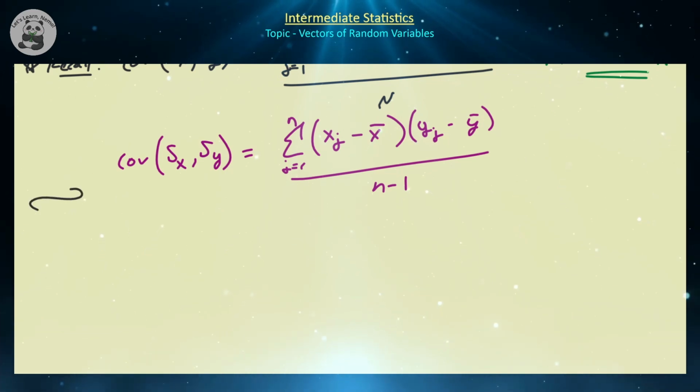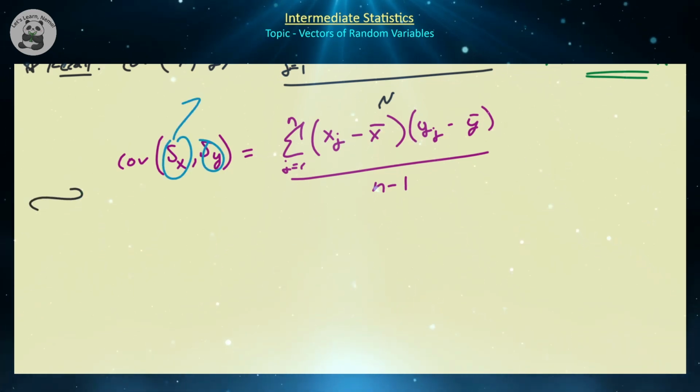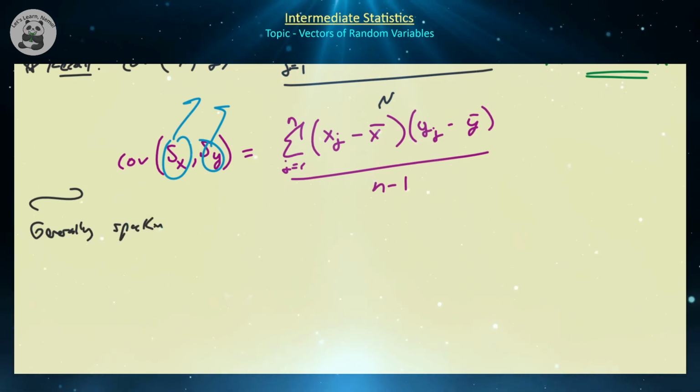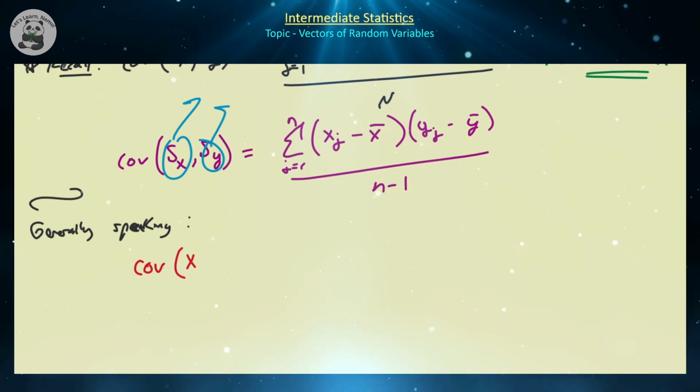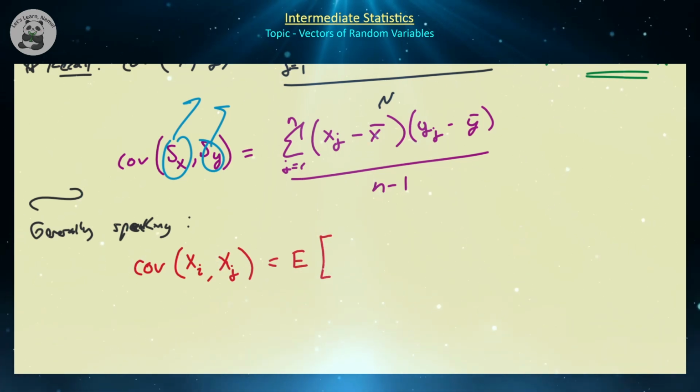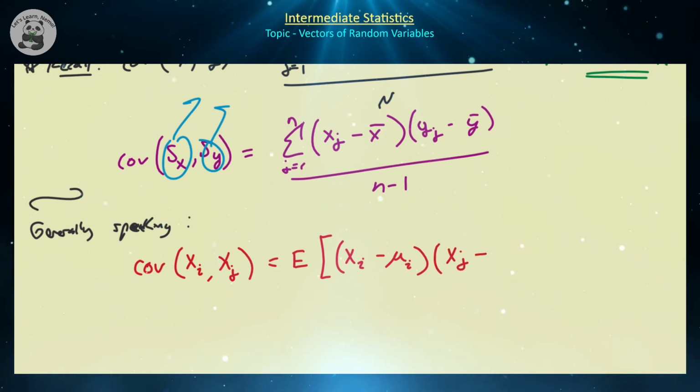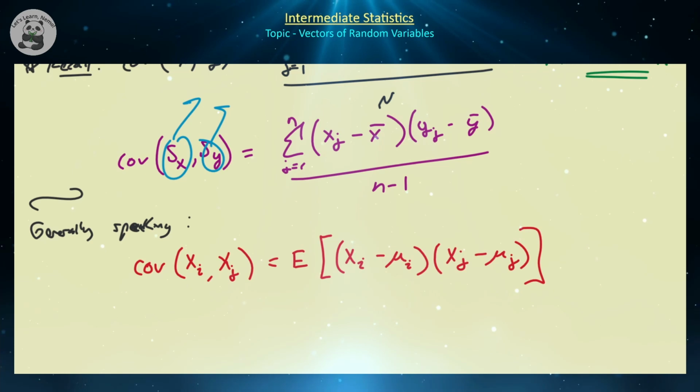So we should be able to generalize this from sets into random variables. One can say, generally speaking, how would you define this for random variables? Well, we could say that the covariance between variables, let's call them xi and xj, is going to be equal to the expected value of the product, xi minus the mean of that random variable mu i, times xj minus the mean of that random variable mu j.